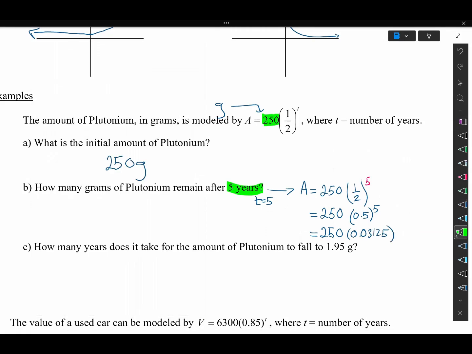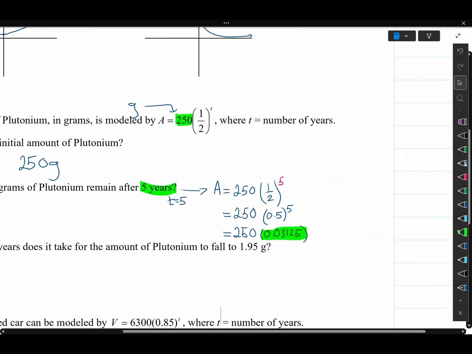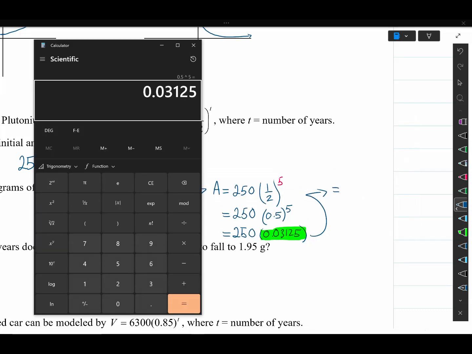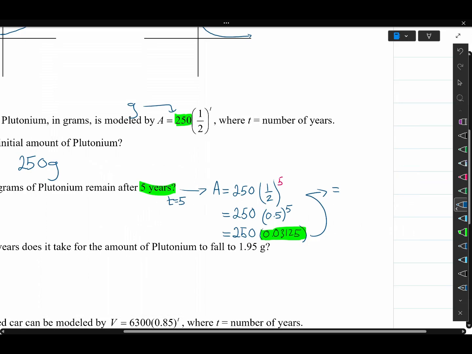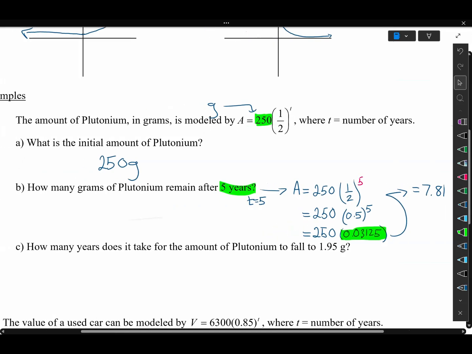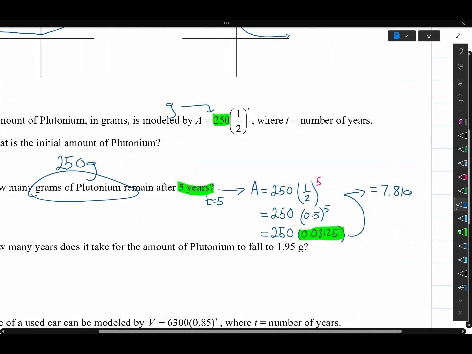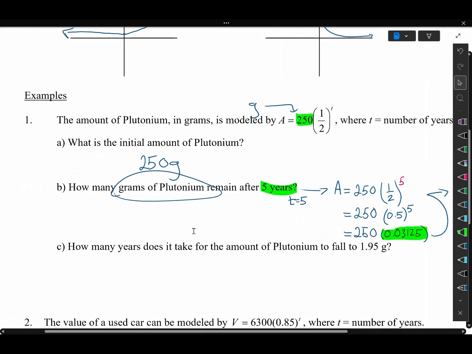Now, let's ask ourselves, does that make sense? We have a really small number here. Oh, yes, absolutely. I'm expecting the number to go down from 250, so I'll need to be multiplying it by a number that is smaller than 1. In this case, I throw this into my calculator, 0.03125 times 250, and I end up with 7.81. So that is, hang on, what was the question? Ask me again, how many grams? So when we're answering this, we want to make sure we put our units in. 7.81 grams remain after 5 years, nice and easy.